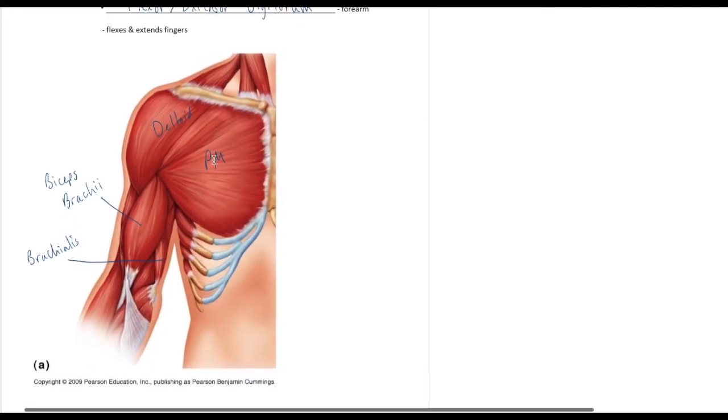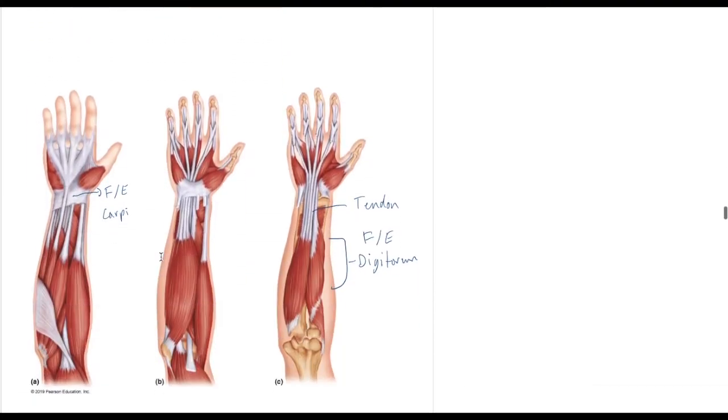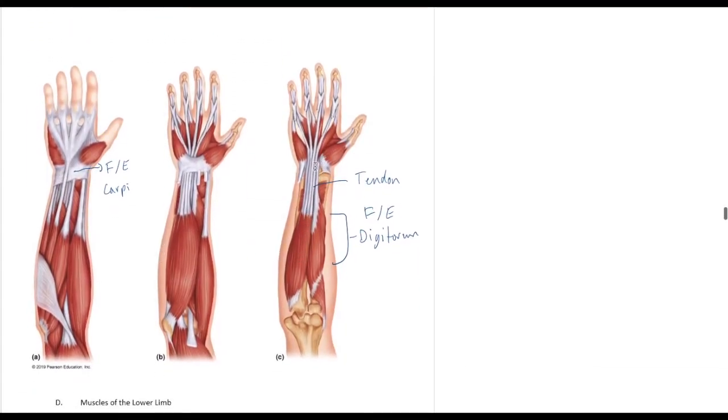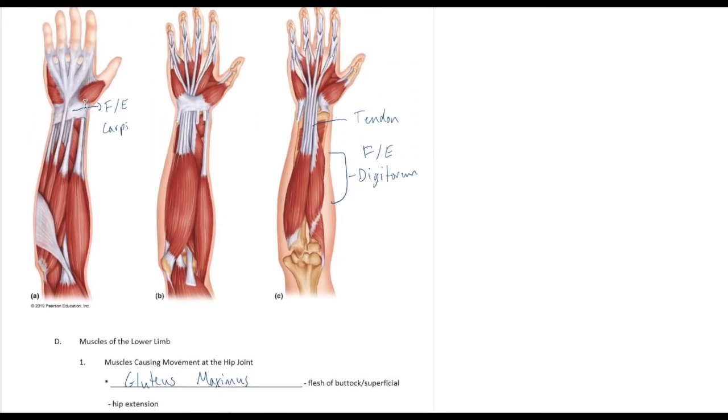So we have our pectoralis major, our deltoid, our biceps brachii, and our brachialis here. This is a tendon. This is our flexor and extensor carpi. This is what's going to move here. We have our flexor and extensor digitorum. I'm not going to ask you to label individual muscles here. Just know these as groups. And then here is where you find carpal tunnel within the wrist.